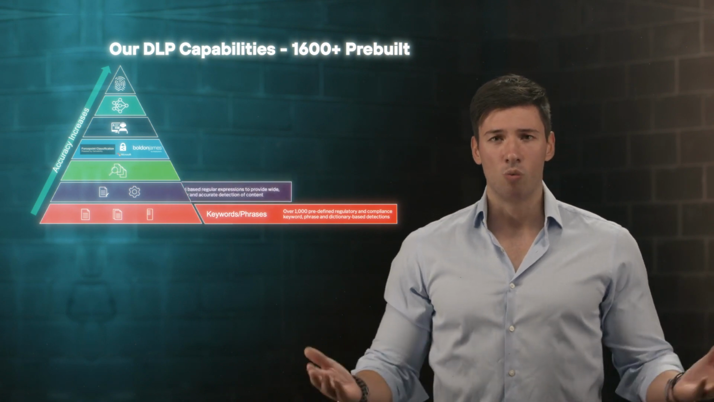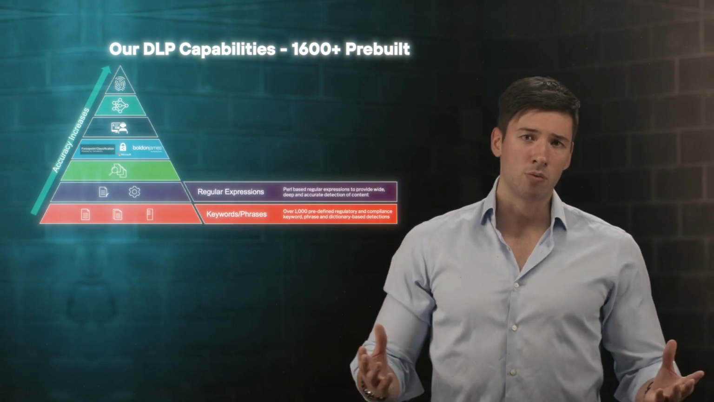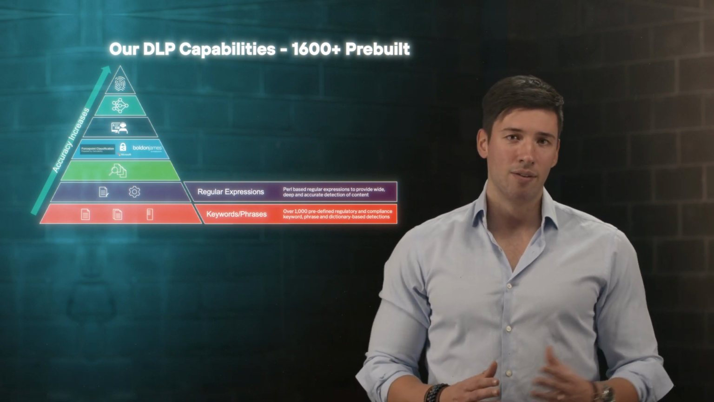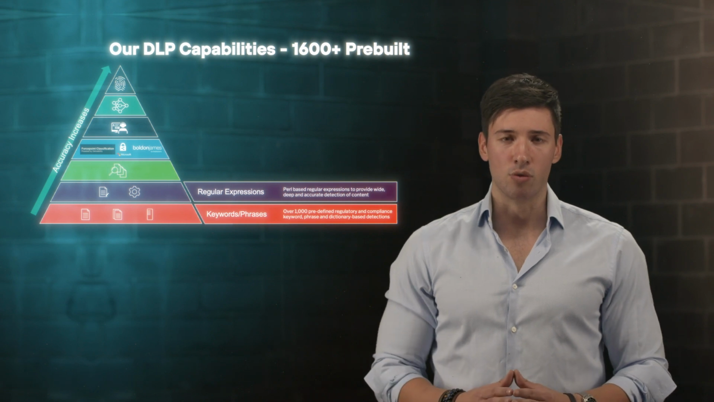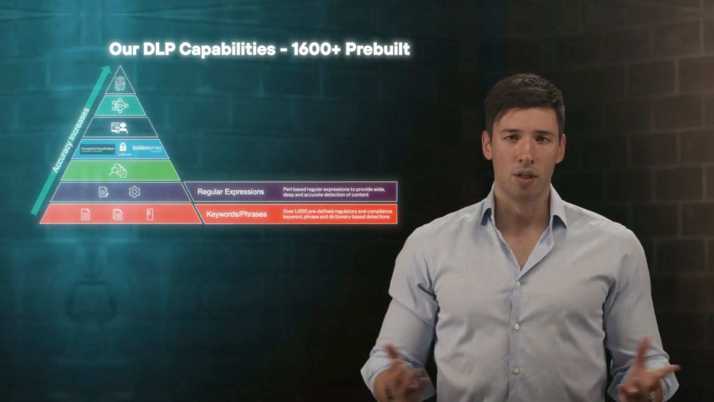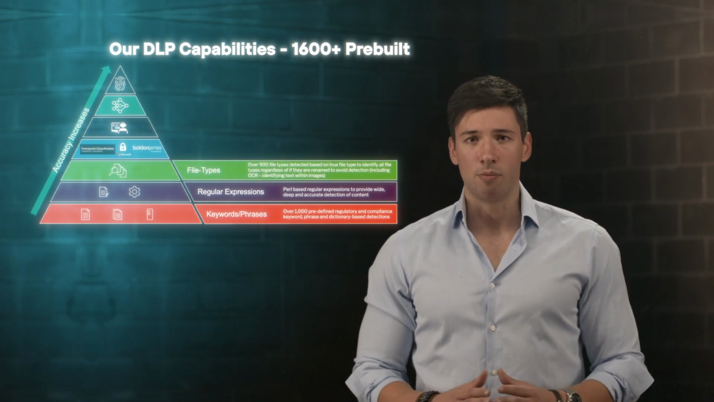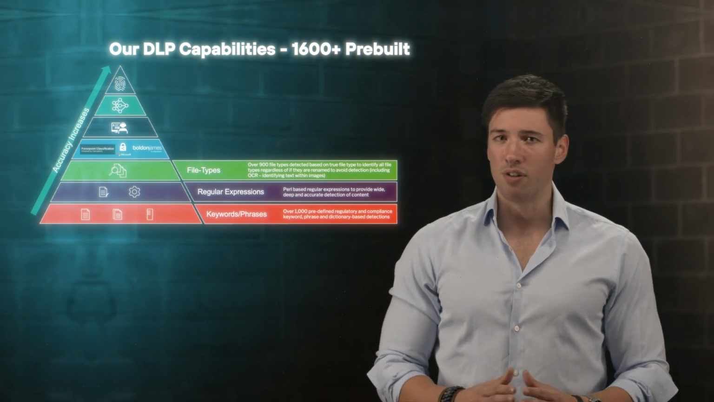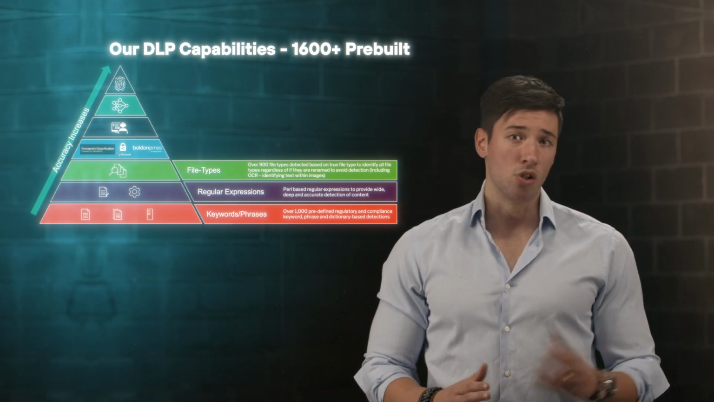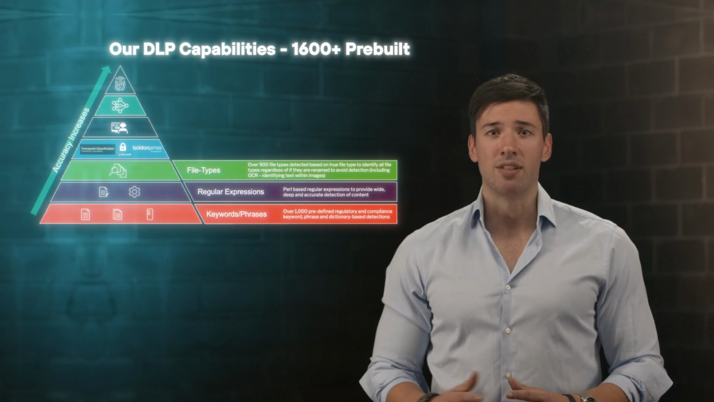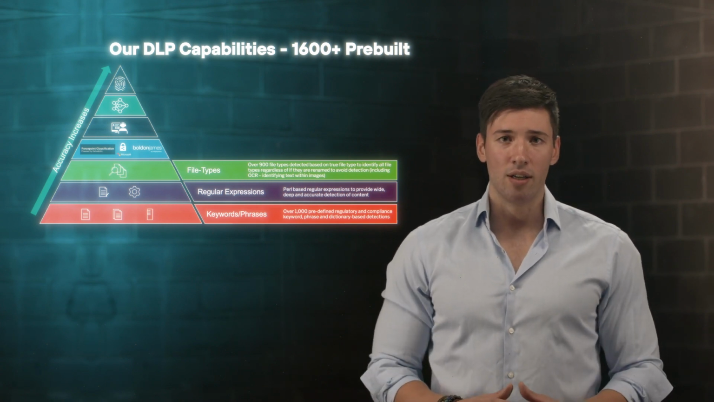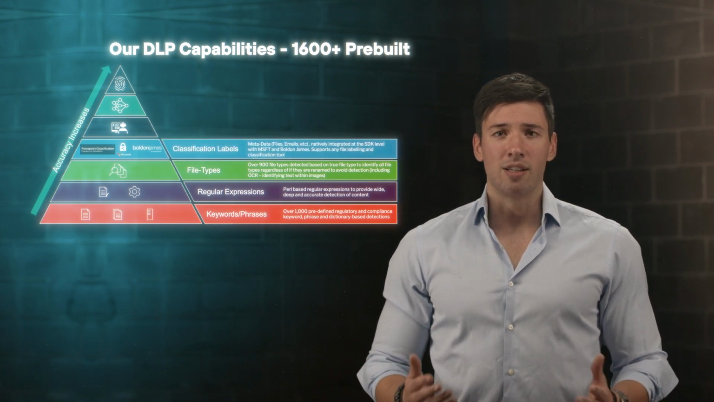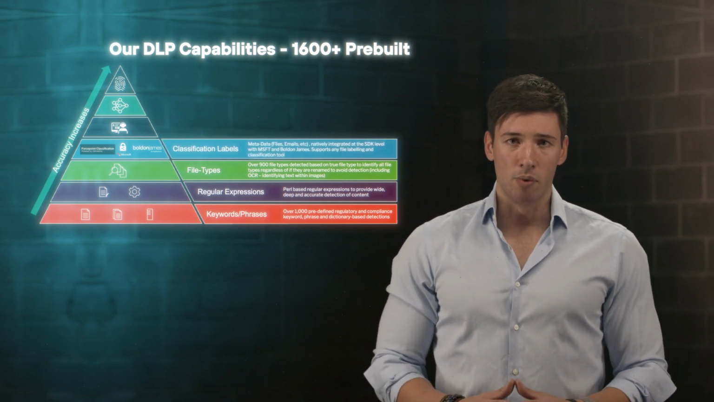Next is regular expressions. Regular expressions is a way to identify numbers, strings of numbers, or even keywords and dictionaries as well. Moving to the next one, it's about file types. Ways to identify different kinds of files, such as Word documents, compressed files, and a couple different other ones that we're able to identify.